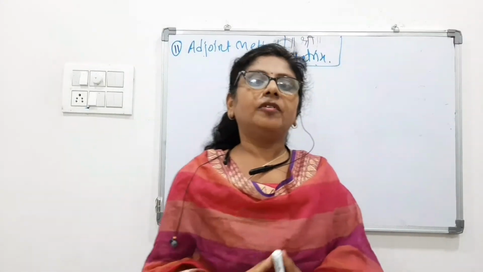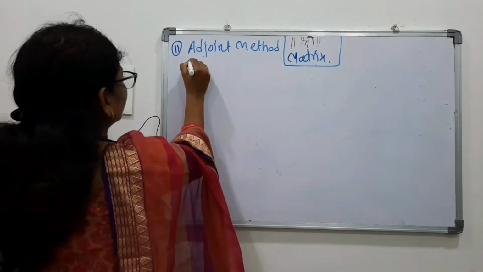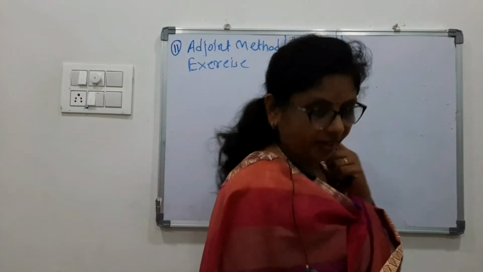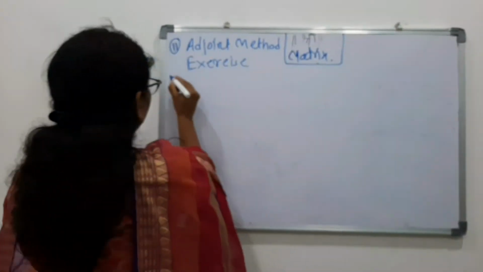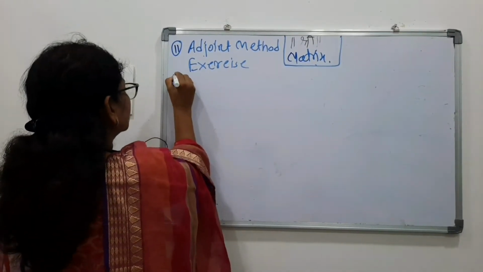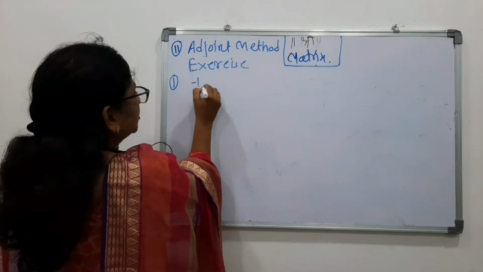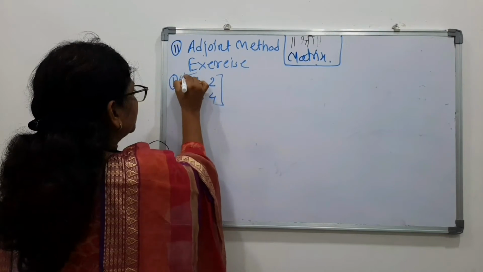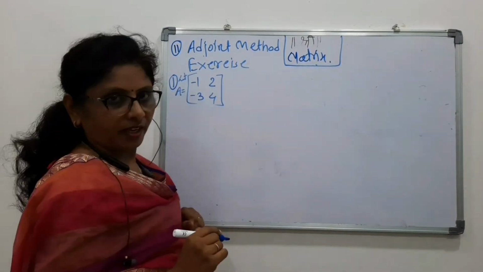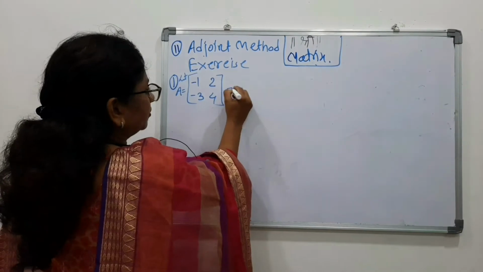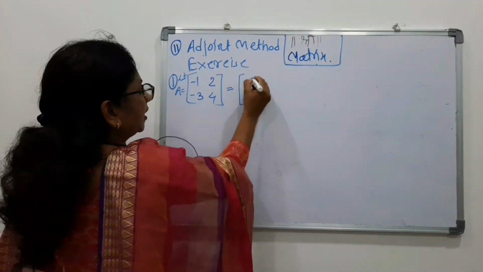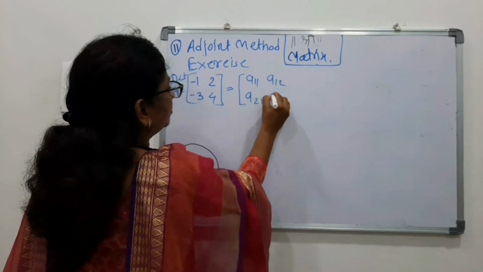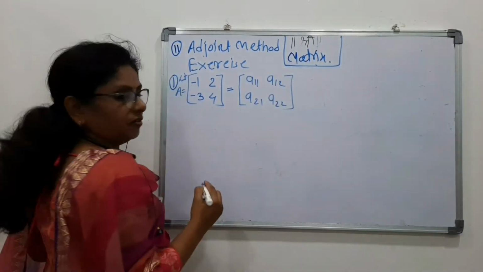Now come to our exercise 2.2. In the first example, the question is to find the cofactors of all the elements of the given matrices. So the first matrix is -1 2 -3 4. We will again denote this by a capital letter A. For our convenience we will write the places of all the elements. In the first example we will do it like this, later on we will not do.